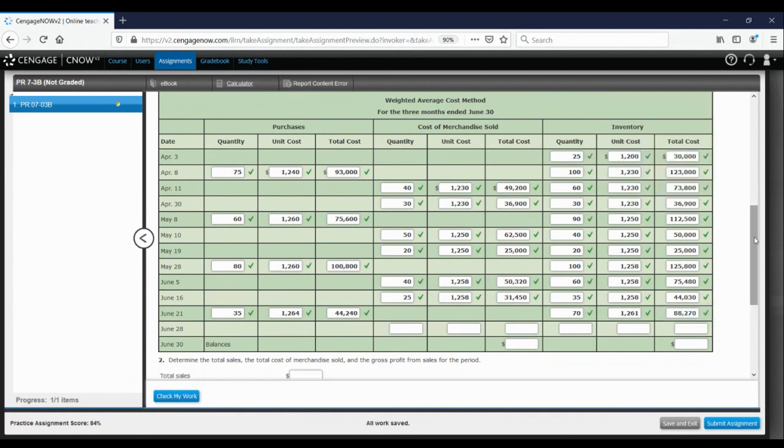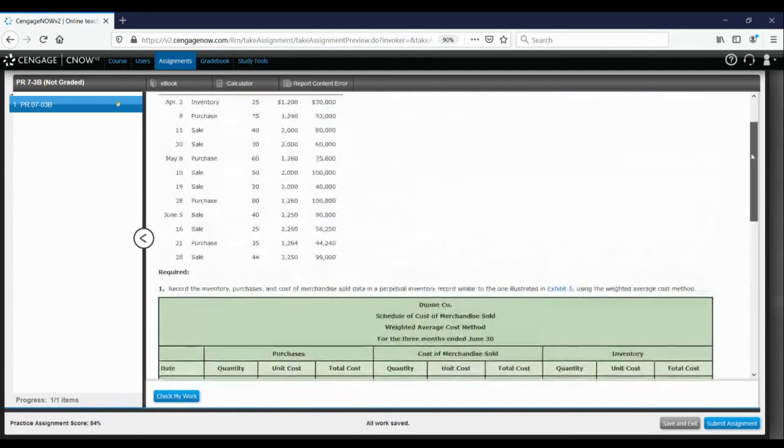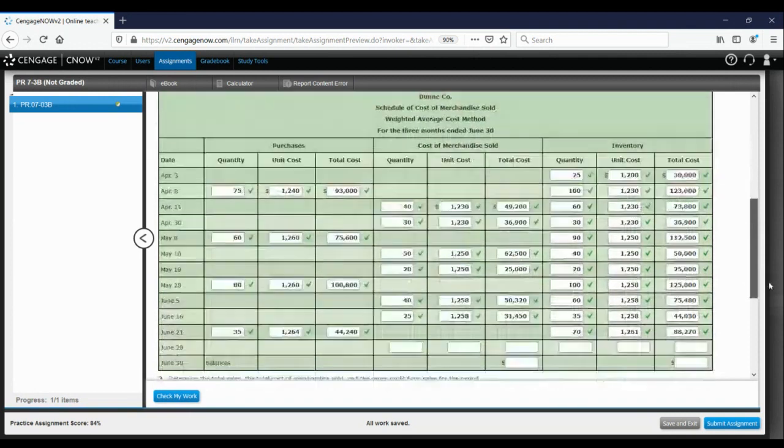On June the 28th, we had a sale. We sold 44 units at $22.50 for total sales of $99,000. We would debit accounts receivable and credit sales for $99,000. In addition, we make another journal entry to record the cost of merchandise sold. We don't know how much the cost of merchandise sold is until we figure it out.